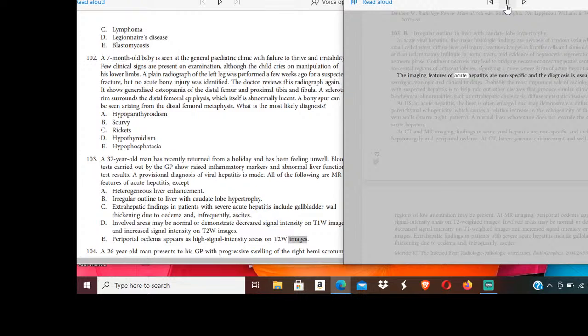The imaging features of acute hepatitis are nonspecific, and the diagnosis is usually based on serologic, virologic, and clinical findings. Probably the most important role of radiology in patients with suspected hepatitis is to help rule out other diseases that produce similar clinical and biochemical abnormalities, such as extrahepatic cholestasis, diffuse metastatic disease, and cirrhosis. At US in acute hepatitis, the liver is often enlarged and may demonstrate a diffuse decrease in parenchymal echogenicity, which causes a relative increase in the echogenicity of the portal vein walls, the starry night pattern. A normal liver echotexture does not exclude the diagnosis of acute hepatitis.